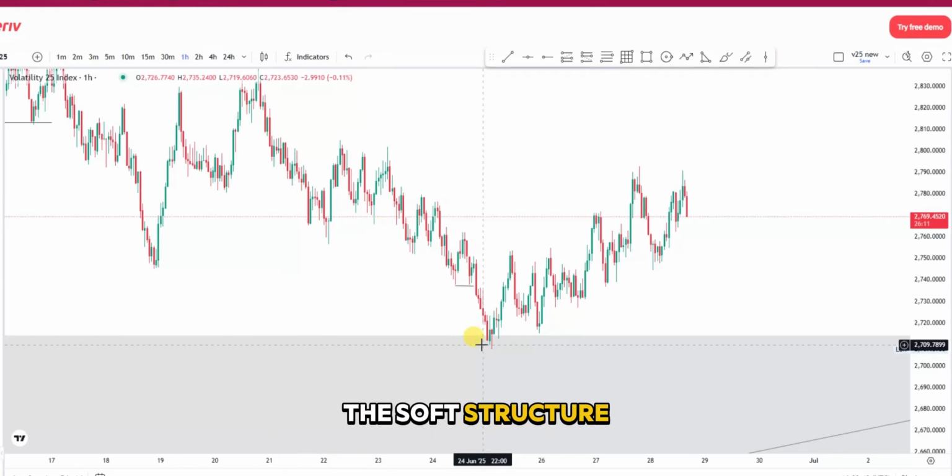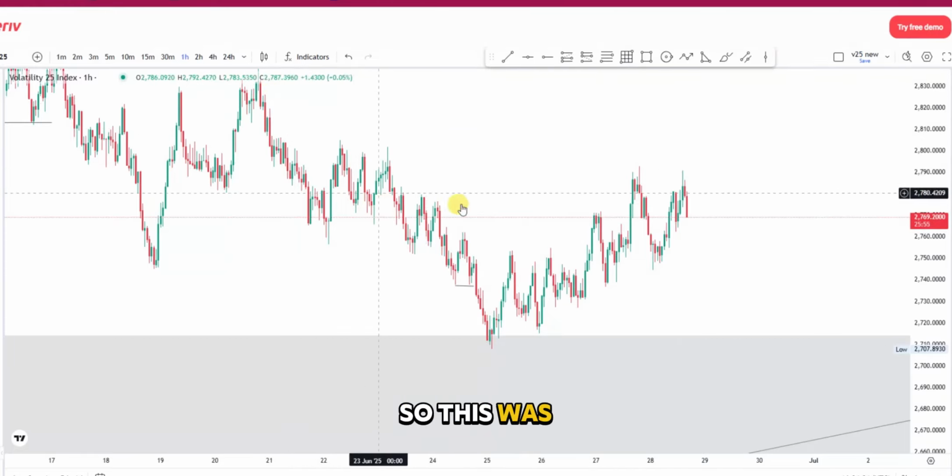That is using the substructure. We have different types of structures. If you don't know about these types of structures, I have a full video on that. I will link it in the card. You can click on it and then watch and understand the different types of structures.